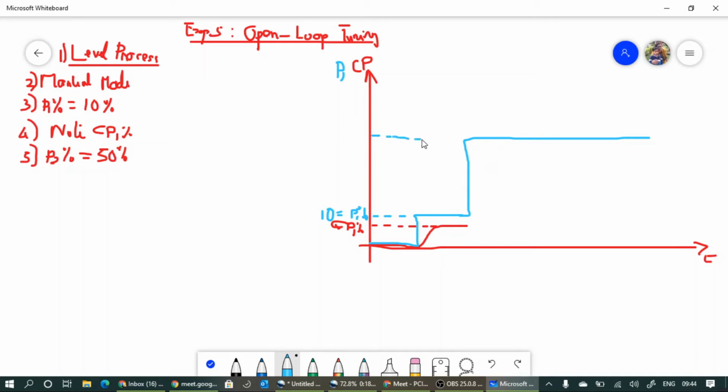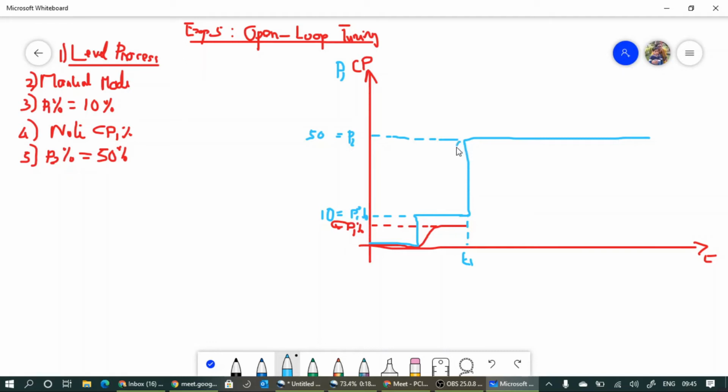From this point onwards, this is the point at which we are changing the value of manual control output from 10% to 50%. We can label this time as T1. So T1 is the time at which we are changing the value of control output from P1 to P2, where P2 is equal to 50% for this experiment. And T1 is the time at which we are giving a step change, a change in manual control output.